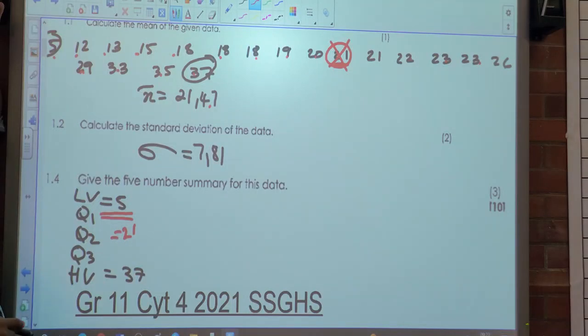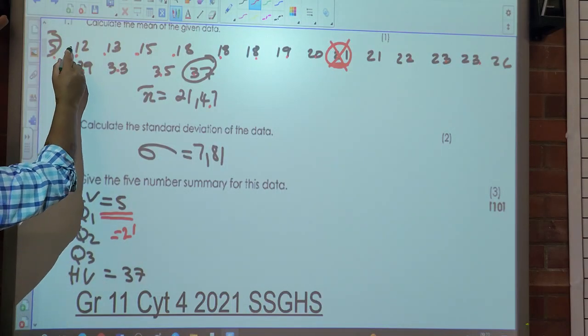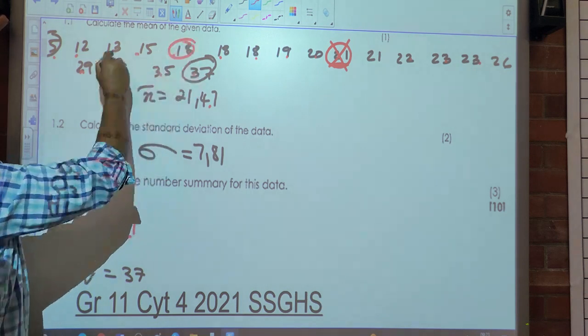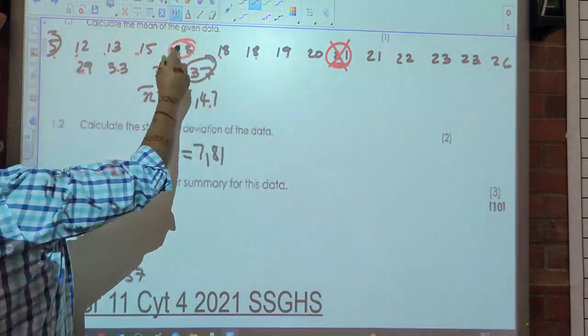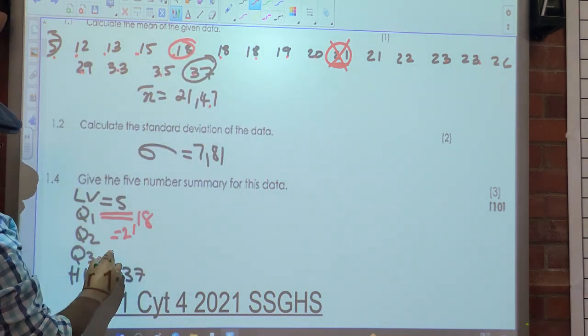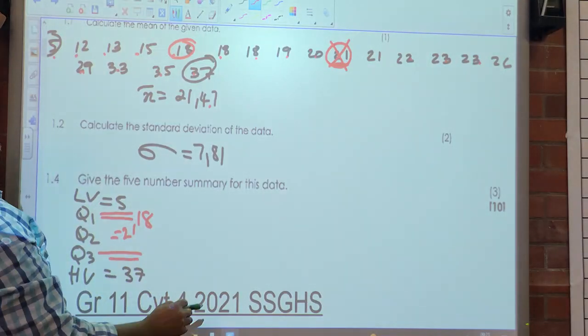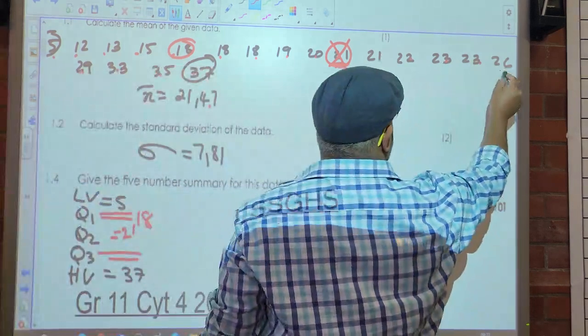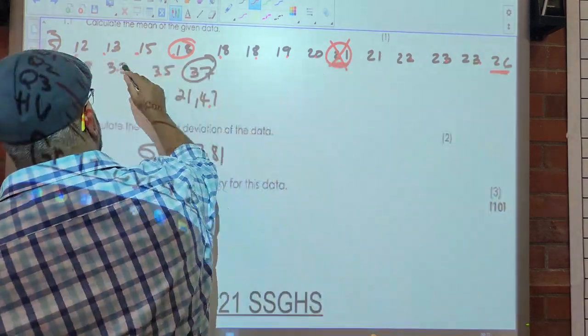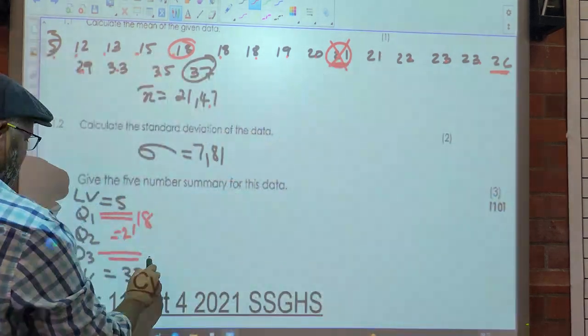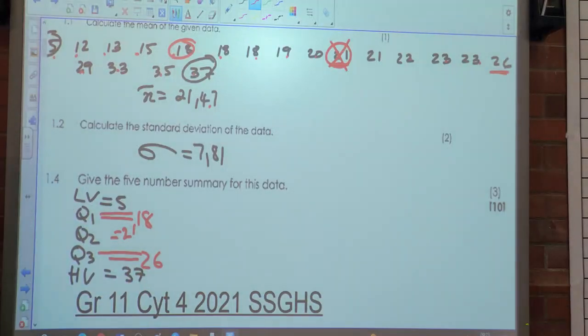It's the fifth number. So 1, 2, 3, 4, 5. So it's 18. 1, 2, 3, 4, 5. So it's 18 there. Quartile 3. Okay, so it's again 1, 2, 3, 4, 5. 1, 2, 3, 4. So these are 5 numbers.